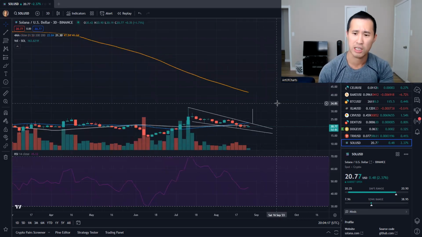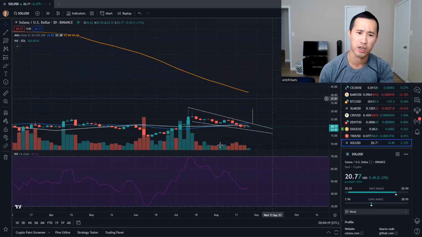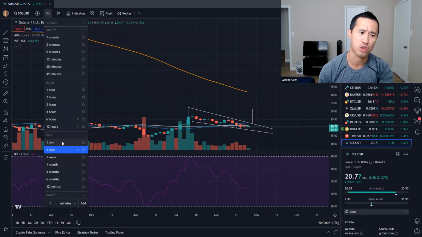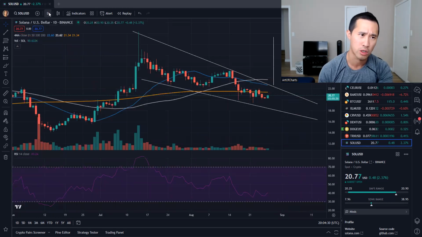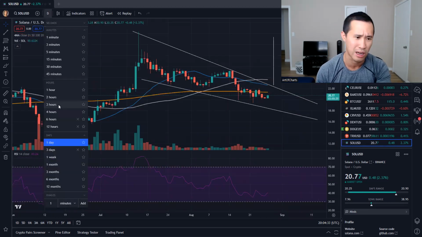So that is basically the upside of Solana if the price action can break out of this pattern. Let's take a look into the downside here, because you always got to consider the downside as well, so you don't get caught by surprise.